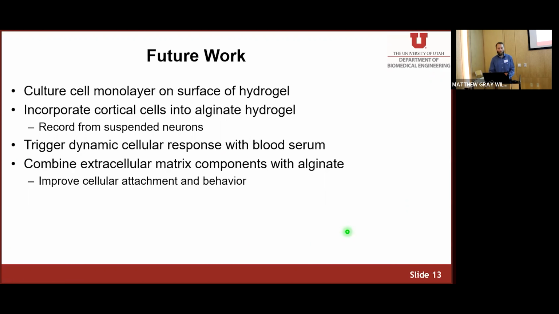And so next steps, obviously, are to start incorporating the cells, which we're currently working on right now. As I said before, we want to work in a cell monolayer on the surface of the gel, in addition to mixed cortical cells within the alginate, and hopefully be able to record from those neurons suspended within there. And then further down the line, we want to explore triggering these dynamic cellular responses by coating the implanted electrode with rat blood or other chemical factors to try and recreate aspects of the foreign body response.